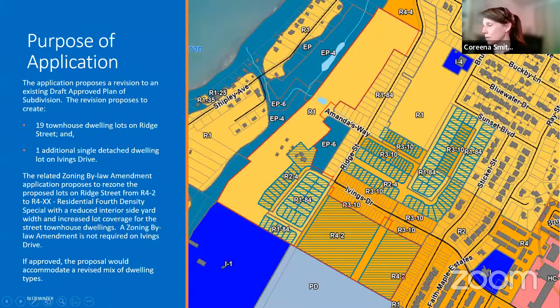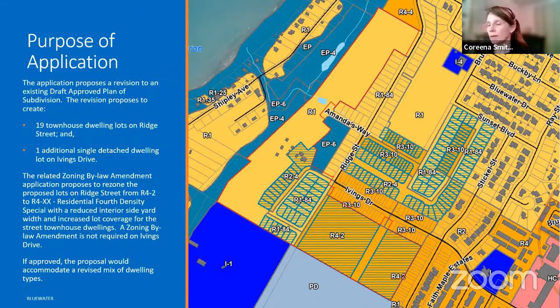So the subject lands are located at the south end of Port Elgin. The current existing intersection is Ivings Drive and Ridge Street. And the purpose of the application is to amend the subdivision, which would allow for an additional 19 townhouse dwelling lots on Ridge Street, which would be in the block that's currently zoned R4. And there would be one additional single detached dwelling lot on Ivings Drive, and that would be just at the north end of the property on this particular parcel here.